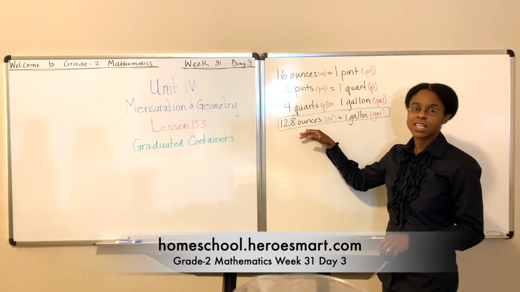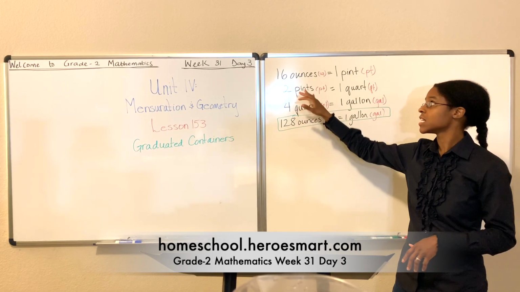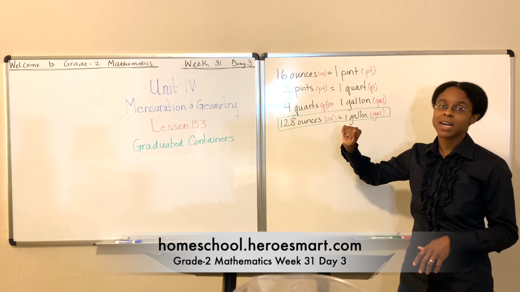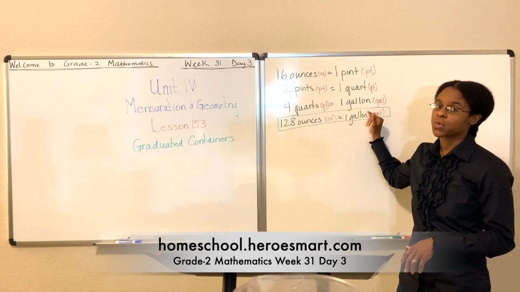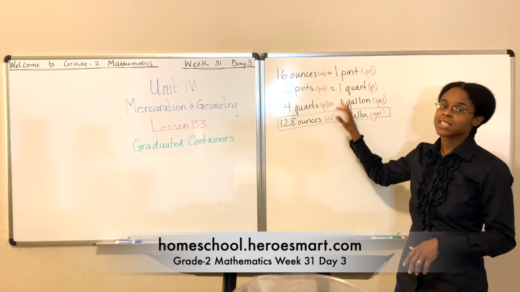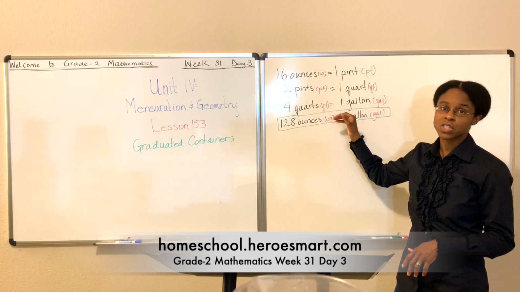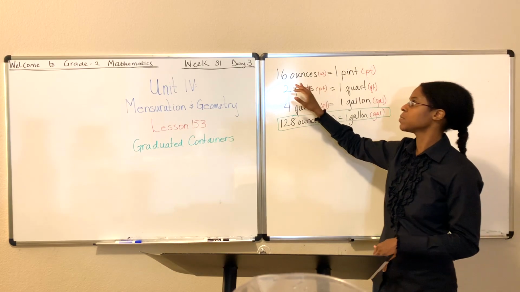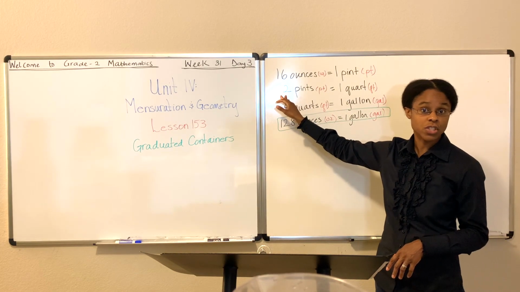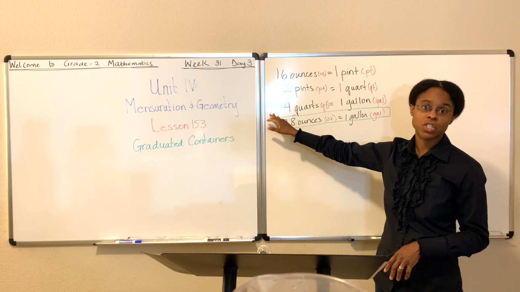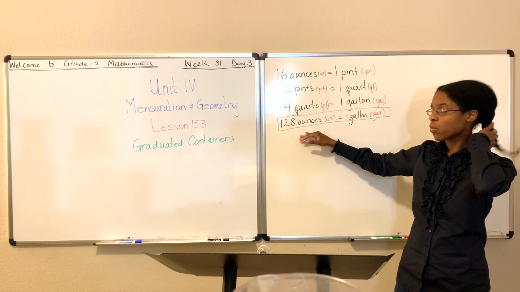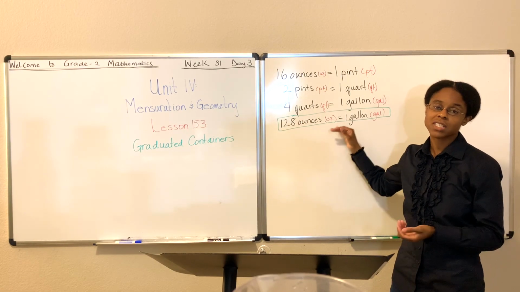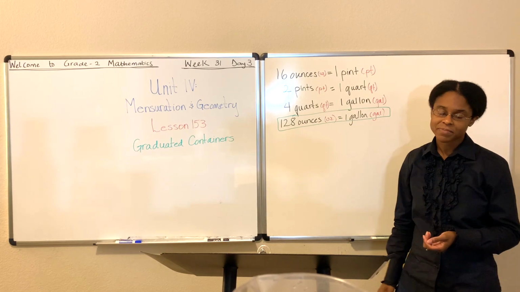My question in the previous lesson was, if 16 ounces is equal to 1 pint, then how many ounces is equal to 1 gallon? We determined that since these are all calibrated to be equivalent to one another, we can easily determine how many ounces are in a gallon by multiplying 16 by 2, which is 32, and then 32 by 4, which is 128. So we learned that 128 ounces of fluid is equal to 1 gallon.